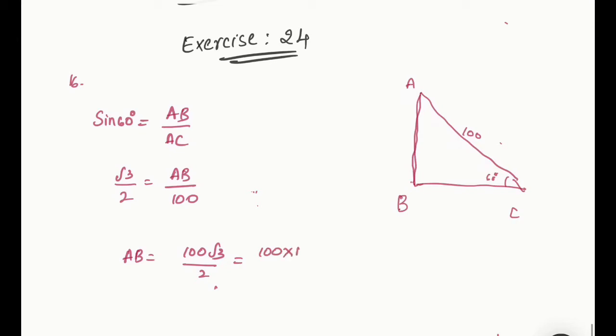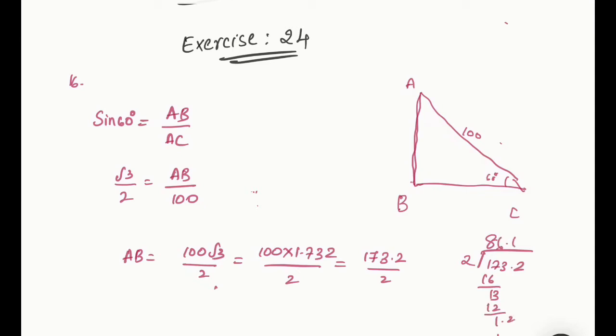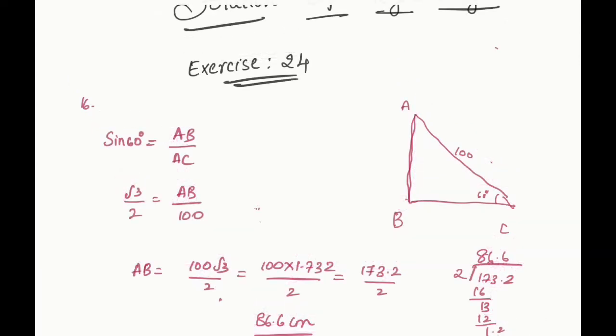That's equal to 100 into 1.732 by 2. That's equal to 173.2 by 2. What is 173.2 by 2? 2 goes 8 times 16, 1 balance 13, 2 goes 6 times 12, 1, 2. So 86.6. We'll get the answer as 86.6 meters.